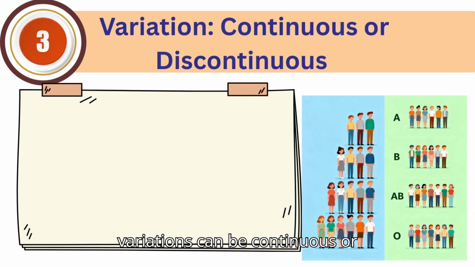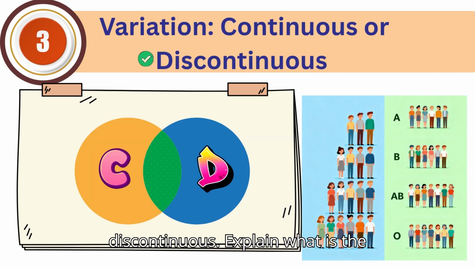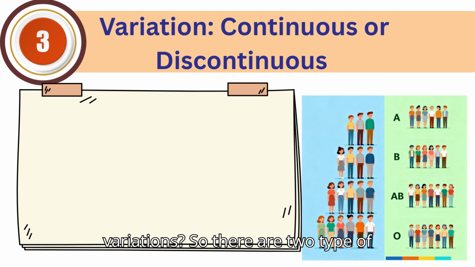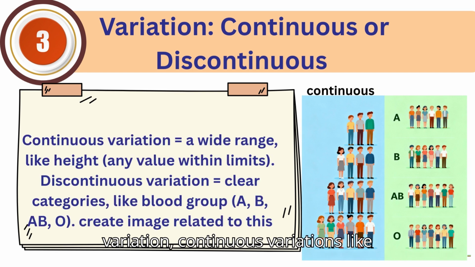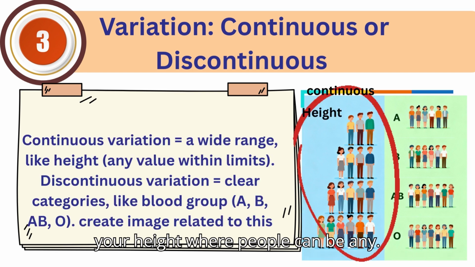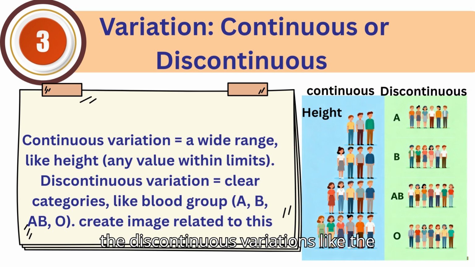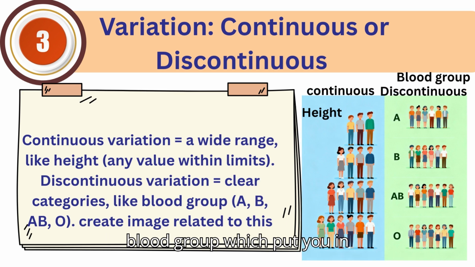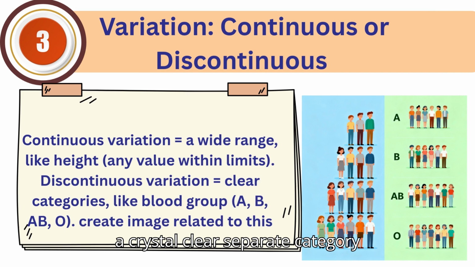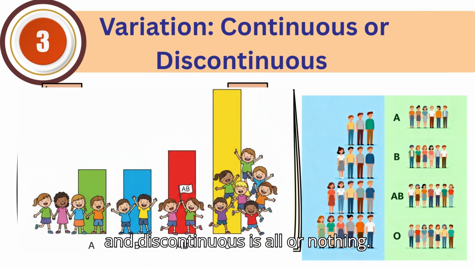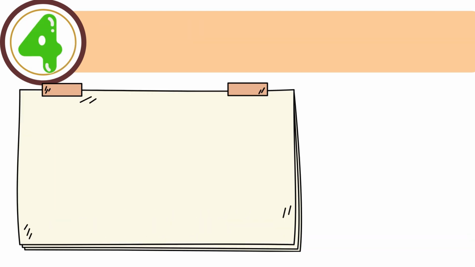So our next question is, variations can be continuous or discontinuous. Explain what is the difference between these two types of variations. So there are two types of variation: continuous variations like your height, where people can be any value in the range, and discontinuous variations like blood group, which put you in a crystal clear separate category. Continuous variation shows a spectrum, and discontinuous is all or nothing.